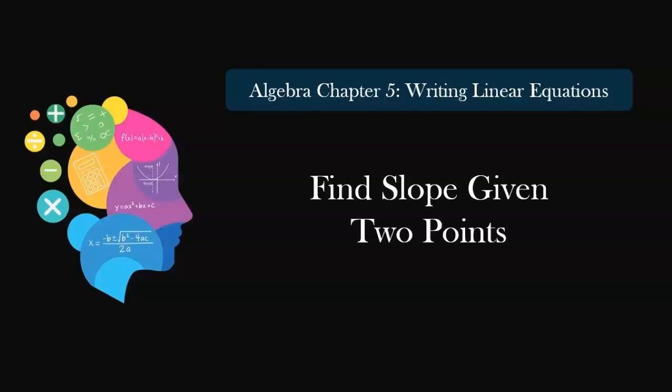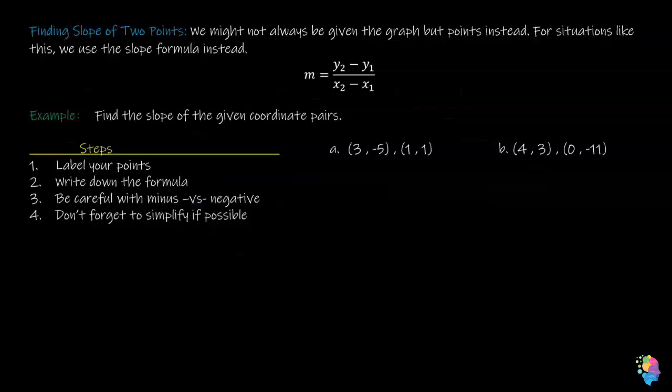In this video, we're going to pause for a second and review how to find slope when we are given points. We might not always be given a graph, but points instead. We can get a graphing paper and try to plot the points so that we can find this rise over run. But if the numbers get pretty big, we might not want to count the rise nor the run. For this type of situation, we're going to use the slope formula instead.